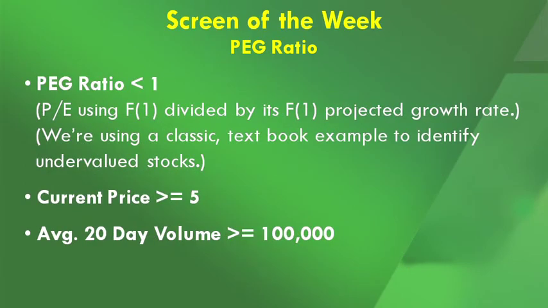Then when we get to the PEG ratio, we're just using a classic PEG ratio definition. And again, we want the PEG to be less than 1, so we're looking at companies that are trading under their unit of growth. Then we're applying all of this to the current price. We want the current price to be greater than or equal to $5, and we want the volume to be big enough to be tradable, greater than or equal to 100,000 shares traded on a daily basis.